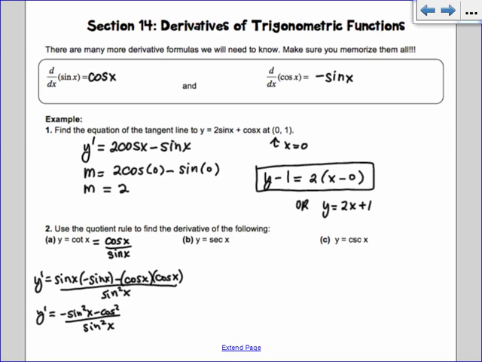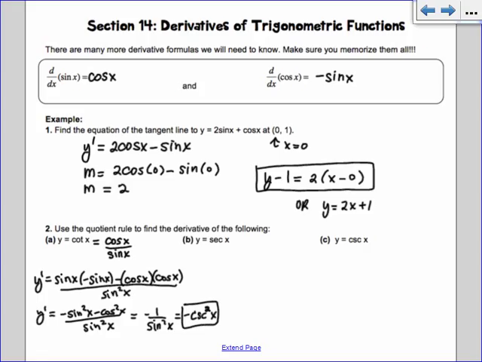So we end up getting negative 1. Whoops, I erased part of it. We get negative 1 over sine squared x, which we end up writing as negative cosecant squared x. So the derivative of cotangent is negative cosecant squared x.